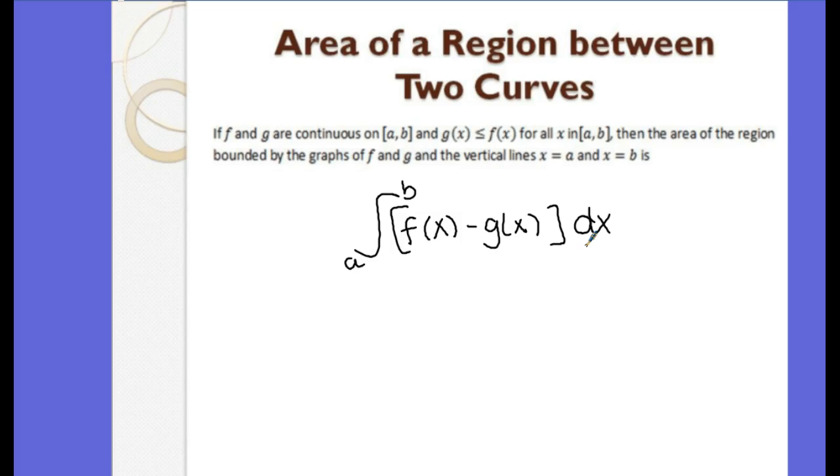So example number 1, find the area of the region bounded by the graphs of x squared plus x and negative x, 0 and 1. So take a minute, plot those points, and get the graphs. I want you to try graphing this on your own. So graph me the x squared plus x, and the negative x.